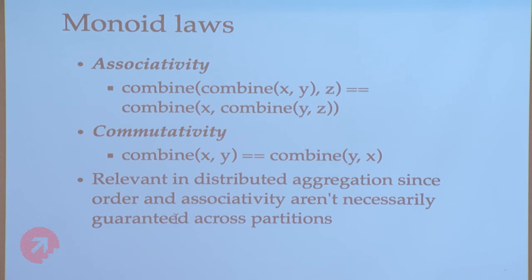So the summary here is that if you combine X and Y and then combine that result with Z, it's the same thing as combining X with the combination of Y and Z. And then commutativity is if you rearrange the order of your operations, that it doesn't change the result. And the reason why that would matter in a distributed context is because you don't have control over the order and the associativity of the application of that operator. You just give it to the runtime and it does its thing.